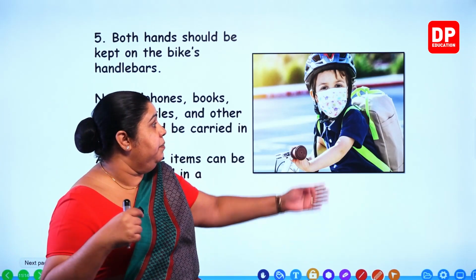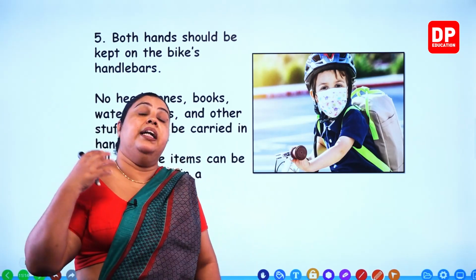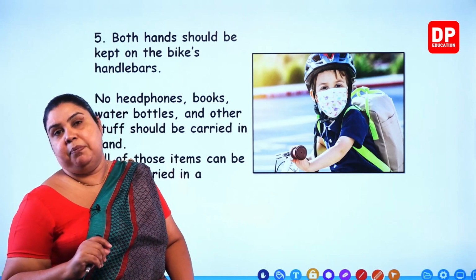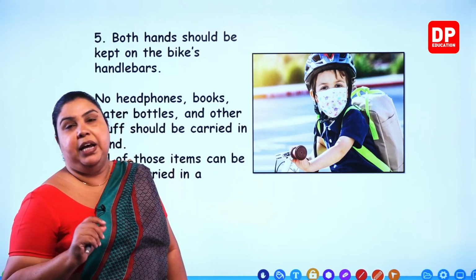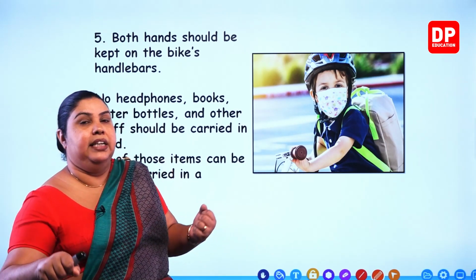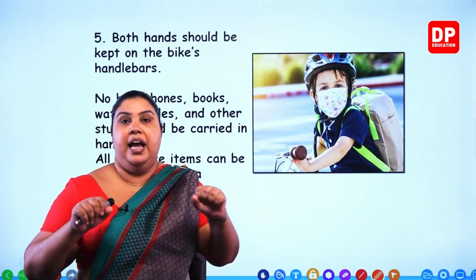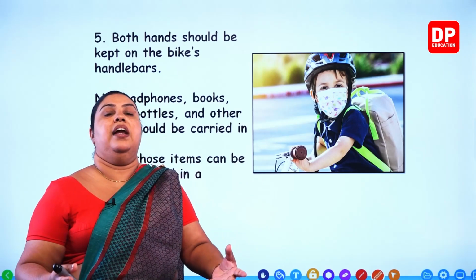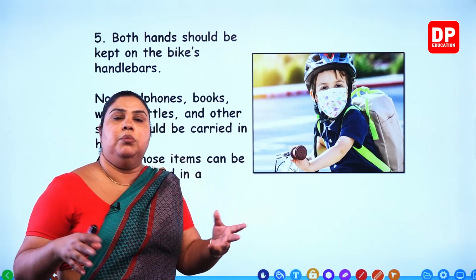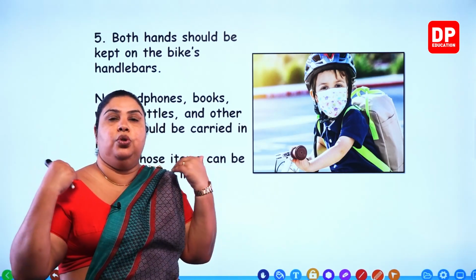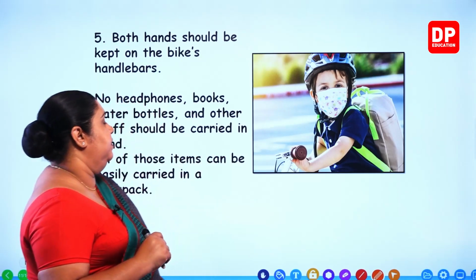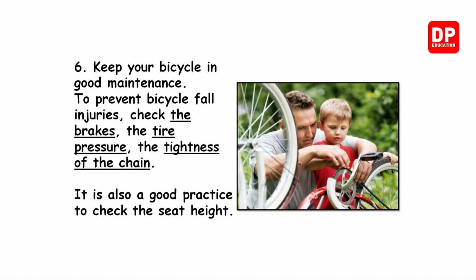All of those items can be easily carried in a backpack. When we carry them, we put everything in a bag worn on the back. We don't hold them in one hand and ride with the other. Both your hands should be on the handlebars, and all the little items you need to carry, like the water bottle and the books, should go in your bag.